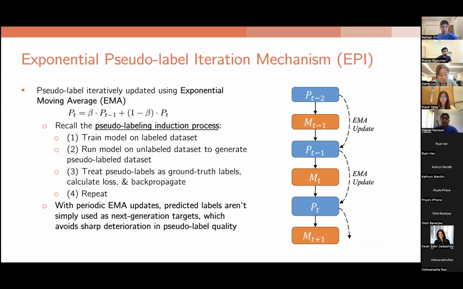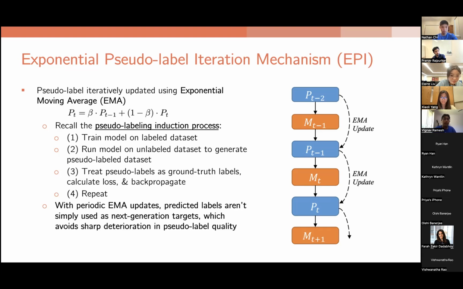So if you recall the status quo pseudo-labeling process, first, a model is trained supervisedly on the labeled data set. Second, that model is used to predict labels for the unlabeled data. Third, the pseudo-labels are treated as target labels to calculate loss and perform backprop. And fourth, we repeat. So step 3 involves treating the pseudo-labels generated in step 2 as targets in the next iteration. And this leads us to the key benefit provided by EPI.